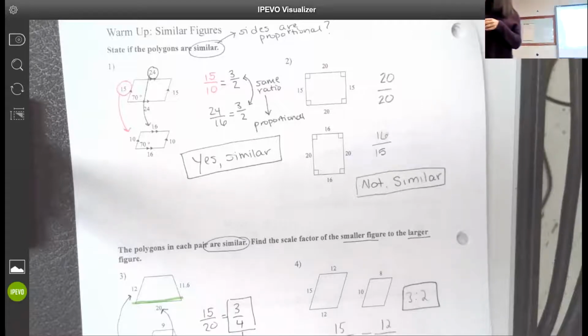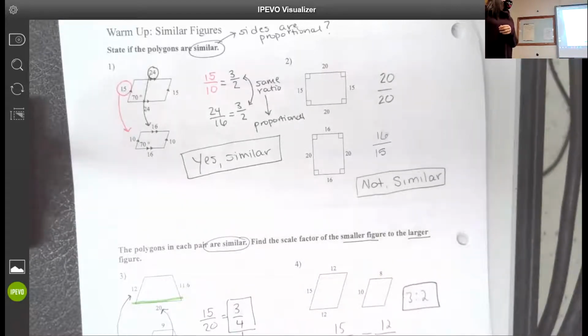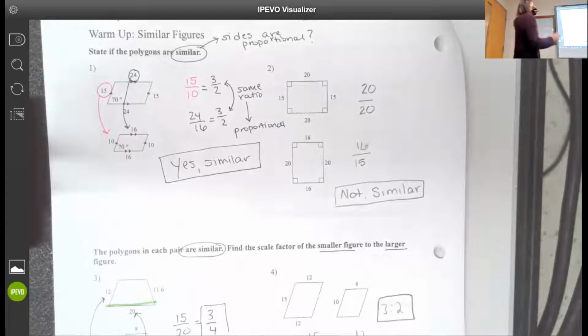So let's look at what we have here. Now on the first one, I purposely gave you 2. Sometimes we can say the scale factor. I think on the checkout yesterday, it asked you, is it proportional? If it is, what's the scale factor? So I could have said, yes, similar, scale factor is 3 to 2. If it's not similar, there's no scale factor. They have a different scale in terms of the size. And so 20 over 20, 16 over 15, well, I know this isn't going to reduce to 1 like this one is, right? So not similar.